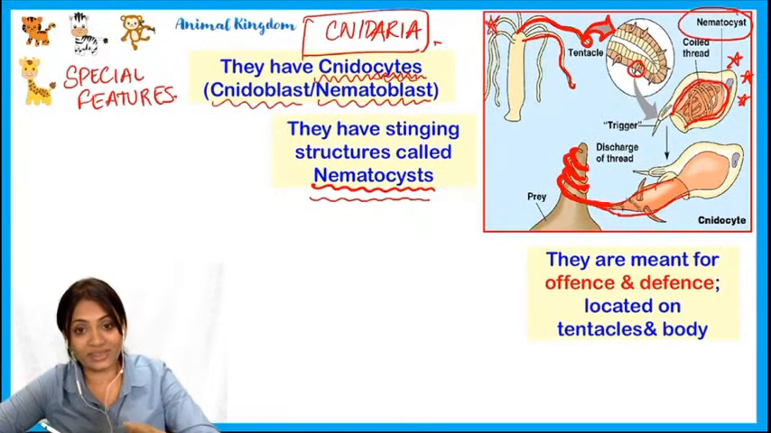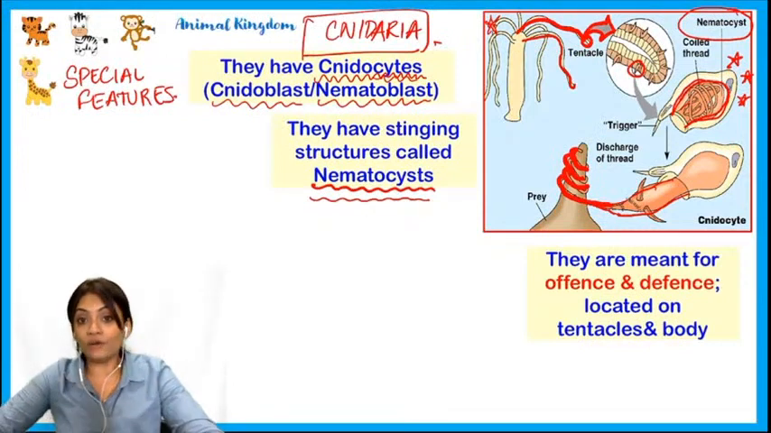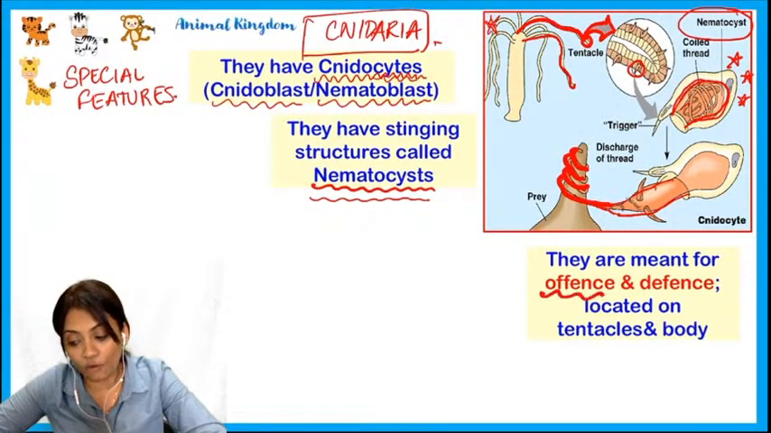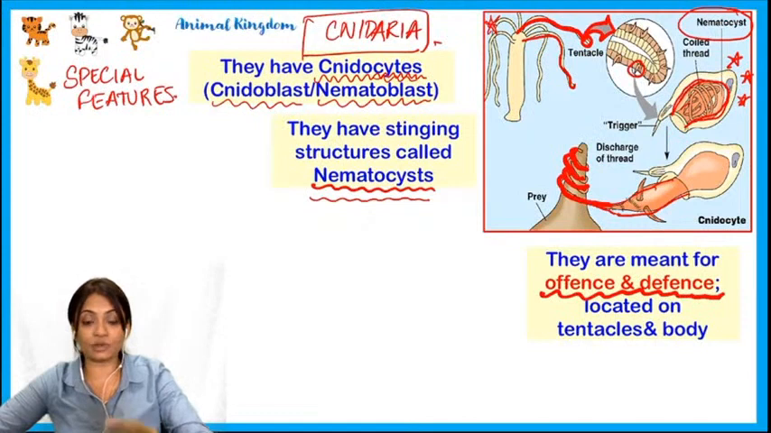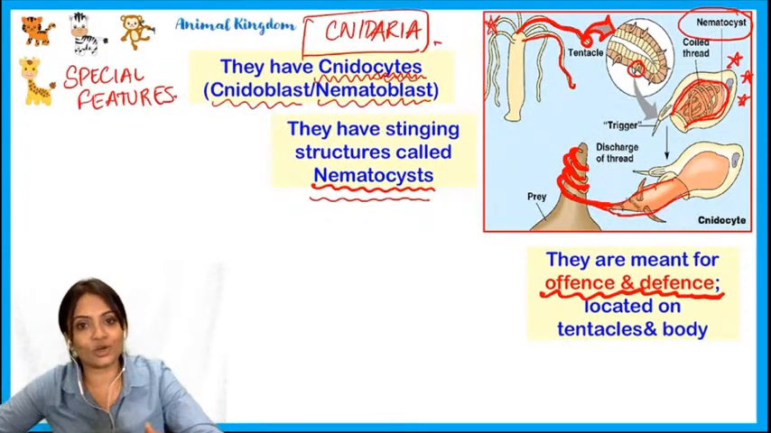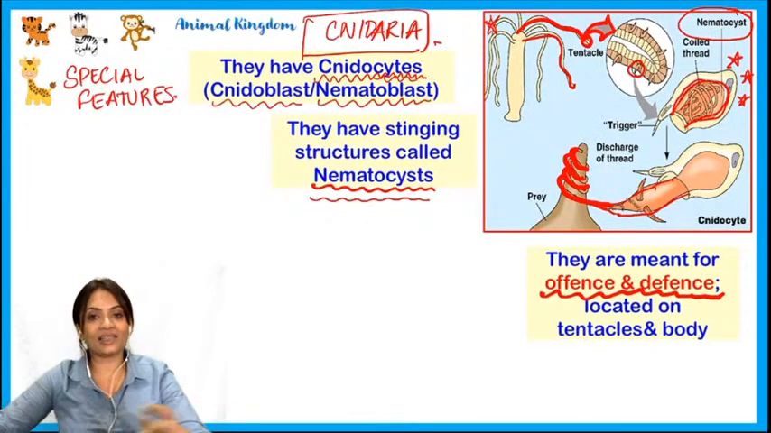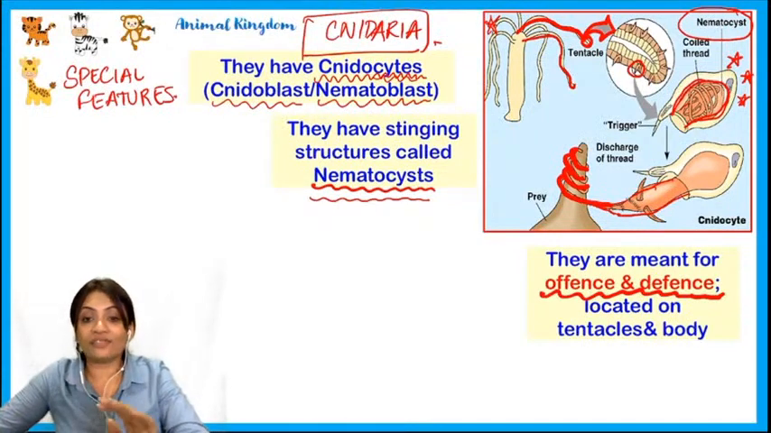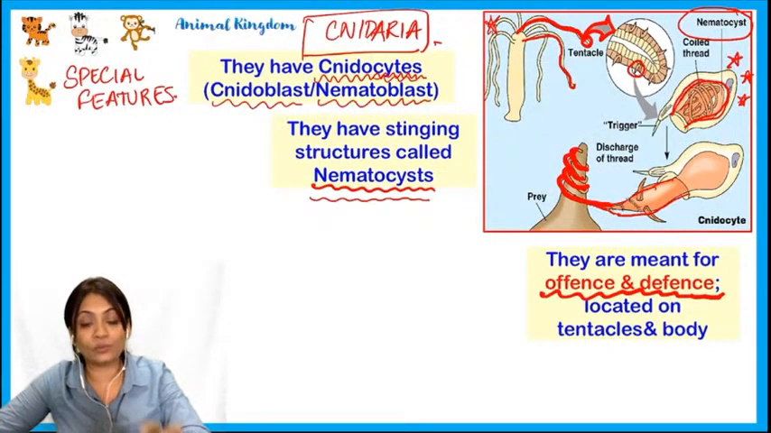So that's why these cnidocytes are meant to be organs of not only defense but also of offense. These are the offense and defense mechanisms or structures which are located on the tentacles and the body of a cnidarian. And this is the basic reason why we are calling this phylum Phylum Cnidaria.